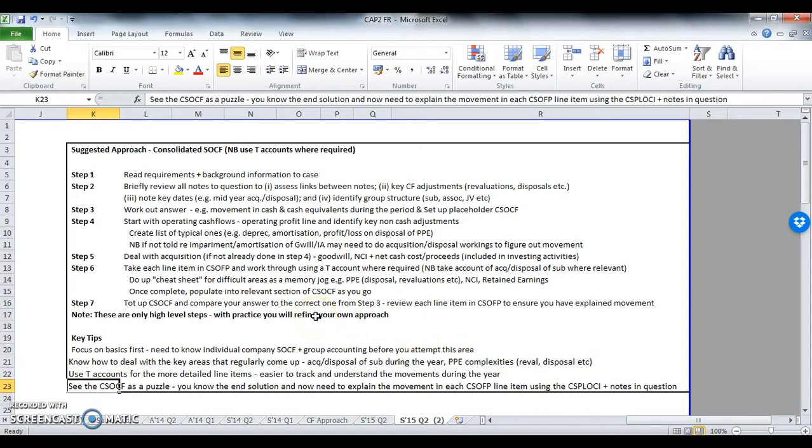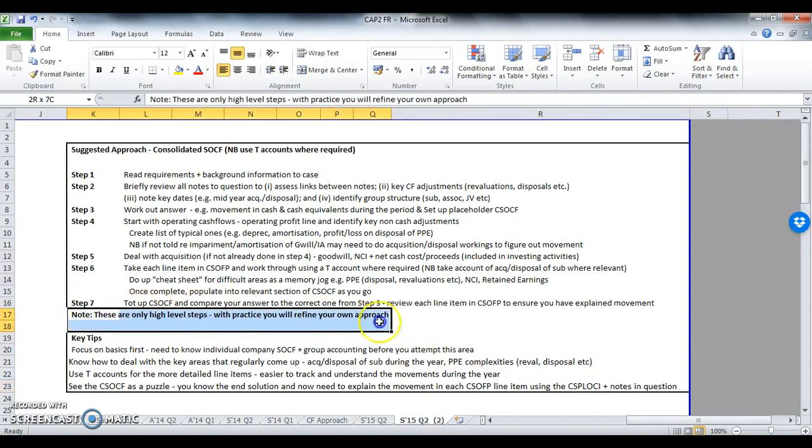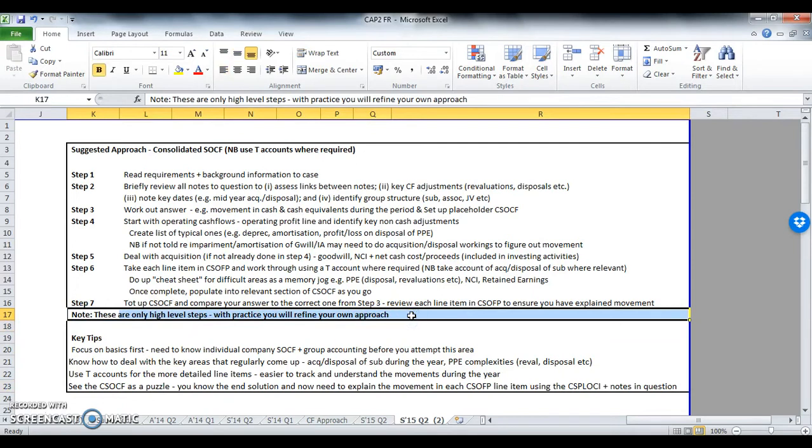So again, you can pause that, take it down, but as I said yourself, you may want to adjust to your own approach as you try more questions. But the key thing is, you need an approach. There's no point trying to do this ad hoc on the day of the exam. You'll end up wasting a lot of time.